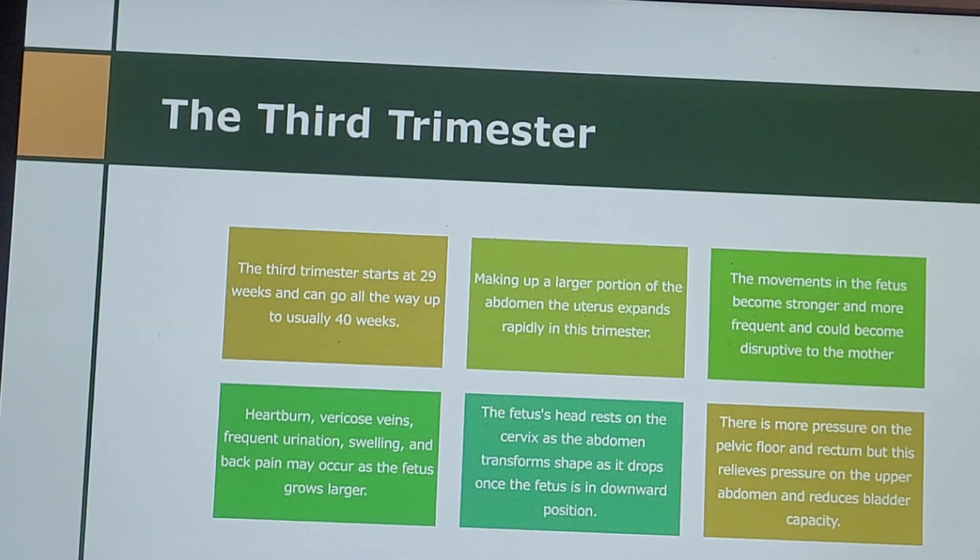The fetus's head rests on the cervix as the abdomen transforms shape as it drops once the fetus is in downward position. There is more pressure on the pelvic floor and rectum, but this relieves pressure on the upper abdomen and reduces bladder capacity.